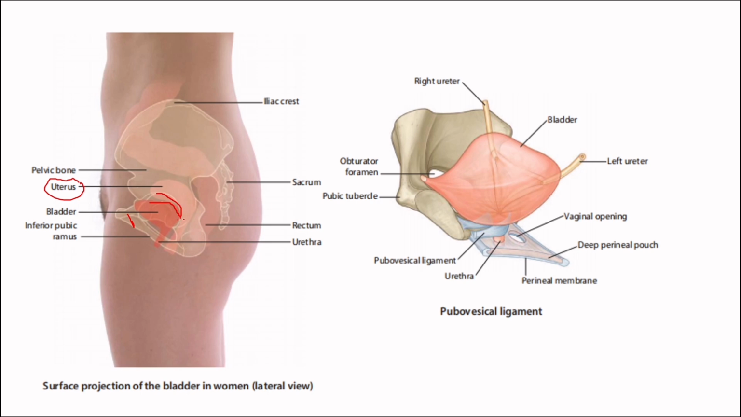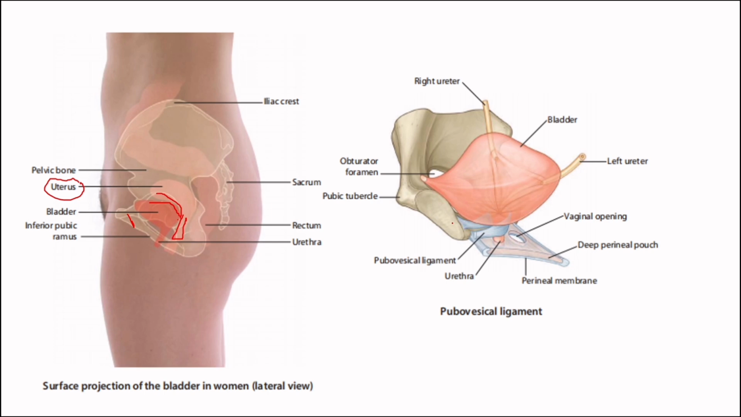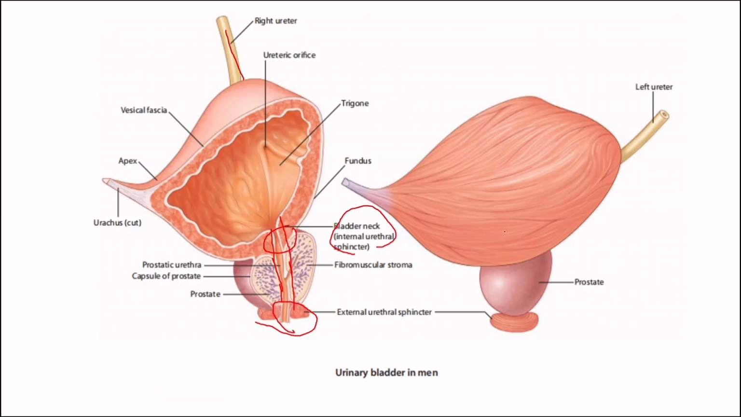Then posteriorly also we have the upper parts of the what? The vagina. Then it is connected to the pubis via the pubovesical ligament.